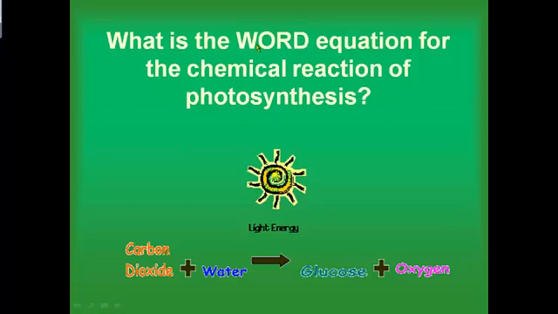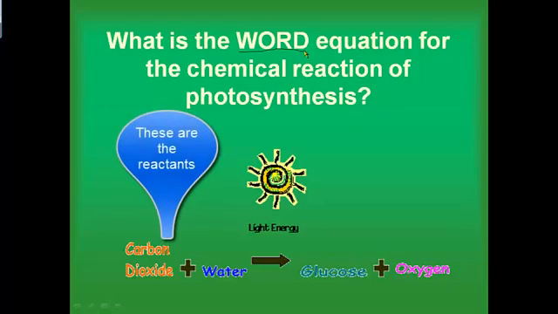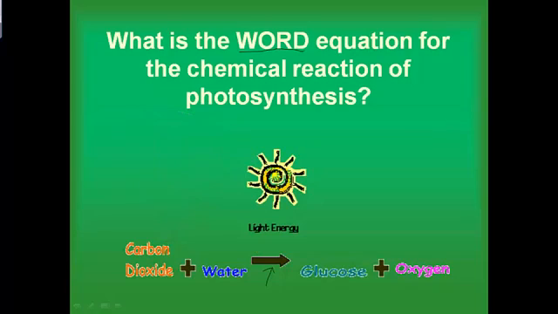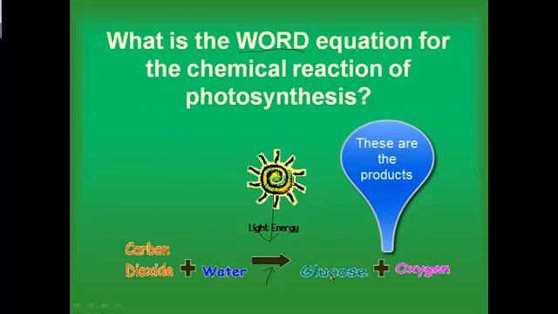So this is very important because Cambridge has two different types of equations you need to know. They have word equations, and they have something called chemical equations, which we're going to talk about in a minute. This is the word equation for photosynthesis. Carbon dioxide plus water, and this little arrow means makes or yields. So when you put carbon dioxide together with water and the light energy from the sun, it makes glucose plus oxygen.